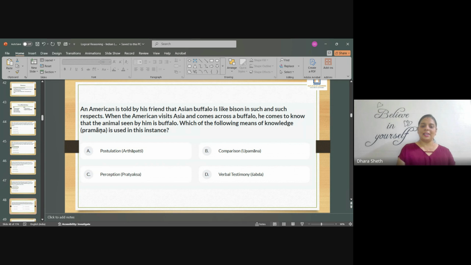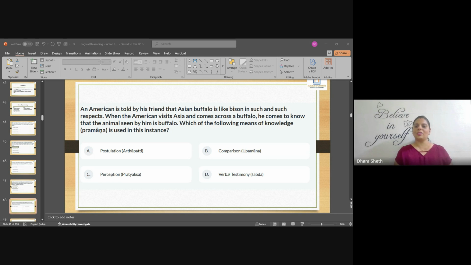Next, an American is told by his friend that Asian buffalo is like bison. Bison is an animal, in such and such respects. So they are similar in such and such. Bison looks similar to buffalo, Asian buffalo, in these aspects. When the American visits Asia and comes across a buffalo, he comes to know. We are not using the word he realizes. We say he comes to know. Why? Because Praman gives you knowledge. He comes to know that the animal seen by him is buffalo.